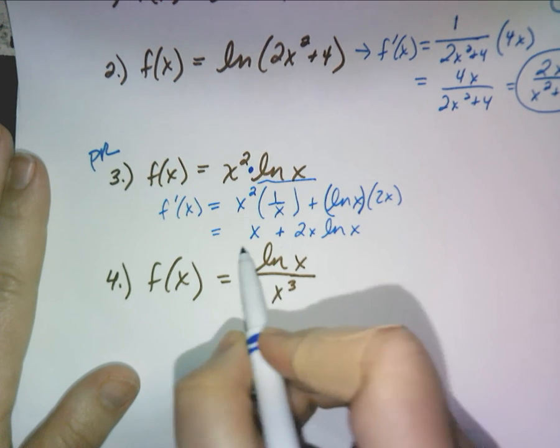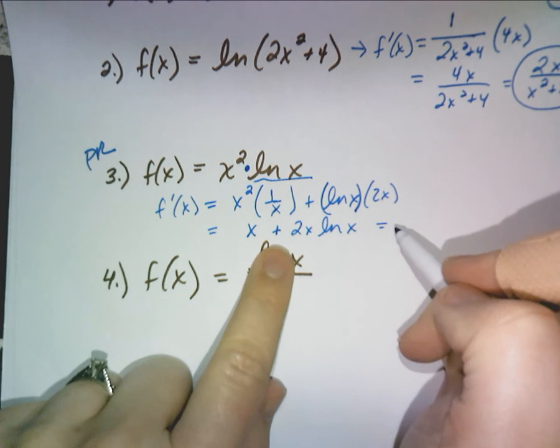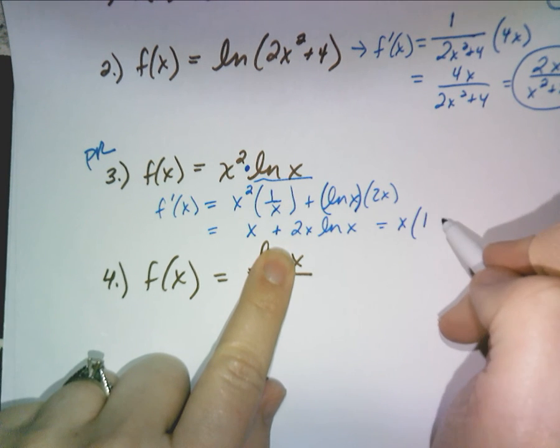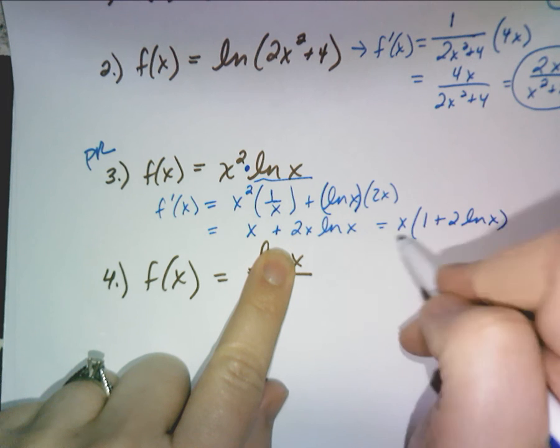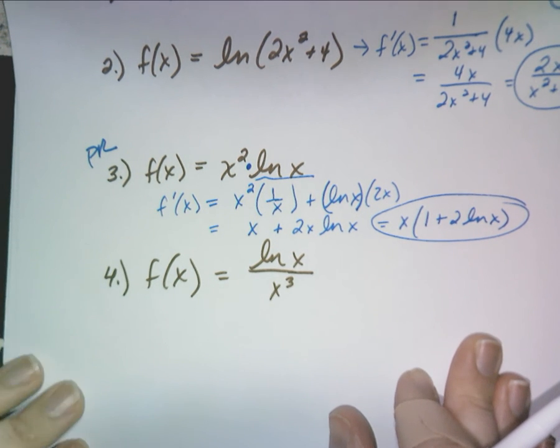Now, what could you do here? You could factor out an x. So this is one way of writing it. I'd let you keep it like that. If you want to write it another way, you could write it as 1 plus 2 ln x with the x on the outside. Either way is fine. That's a pretty good one.